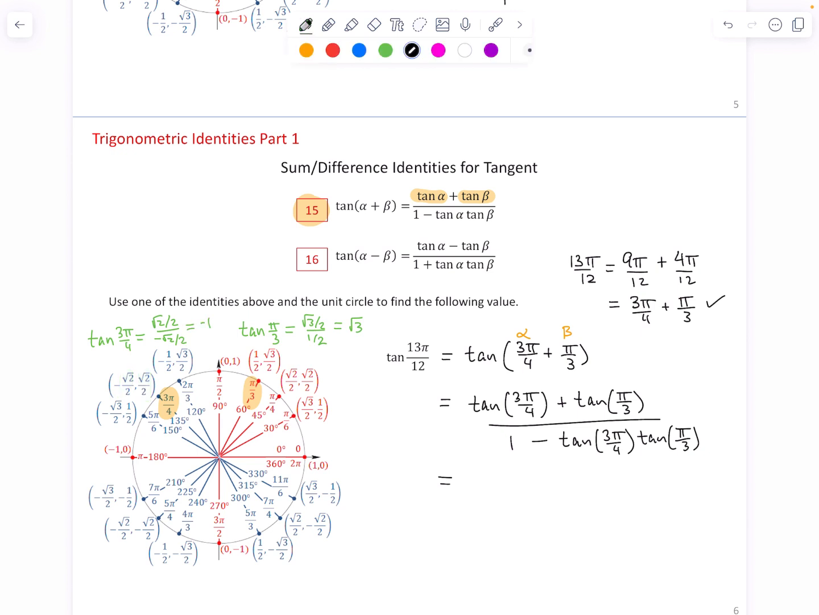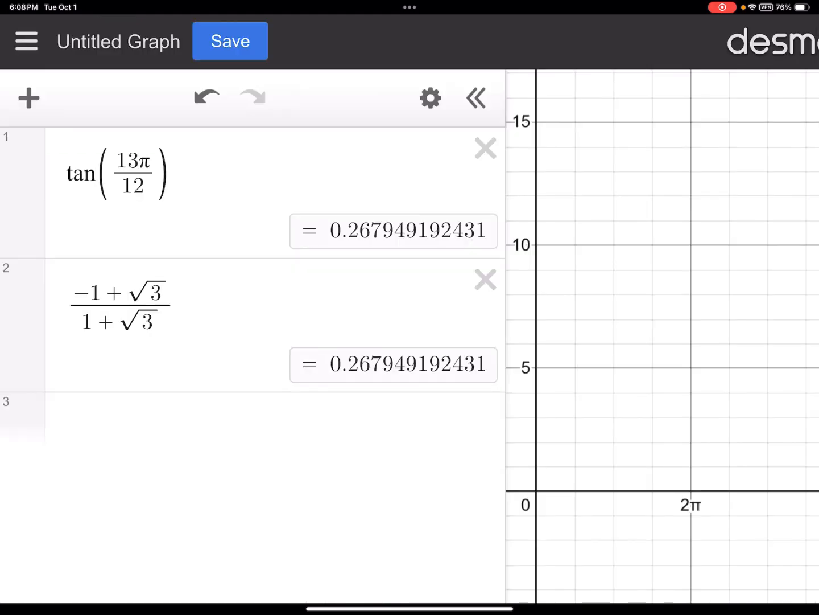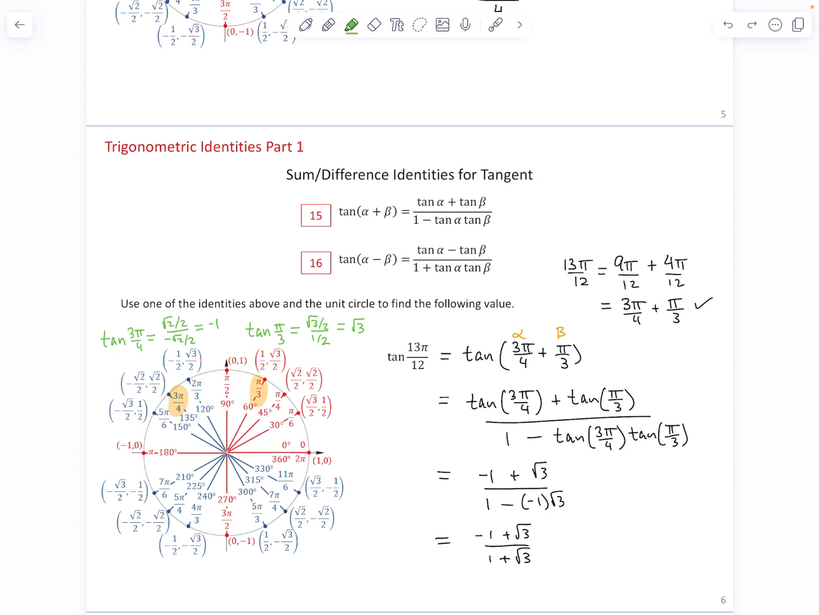So the tangent of 3 pi fourths is negative 1, plus the tangent of pi thirds is radical 3, and then all over 1 minus, and then we do their product. Tangent of 3 pi fourths is negative 1, tangent of pi thirds is radical 3. This gives me negative 1 plus radical 3 over 1 plus radical 3. I encourage you to confirm this with technology. Make sure you're in radian mode, and we have that the tangent of 13 pi twelfths and the fraction negative 1 plus rad 3 all over 1 plus rad 3 have the same decimal representation. They are the same. And this concludes our first part of a two-part series on trigonometric identities.